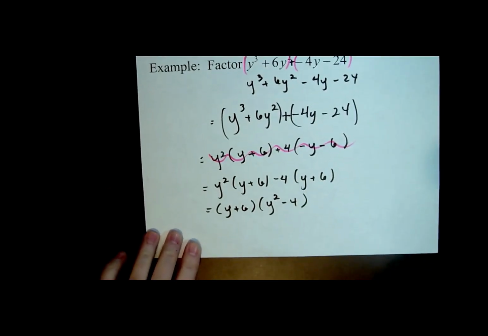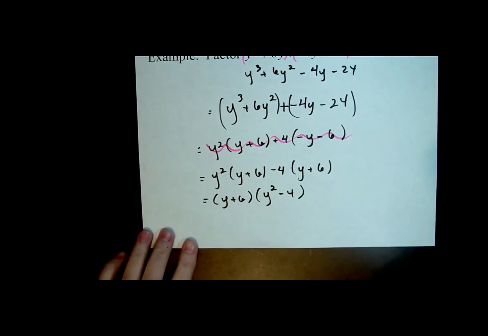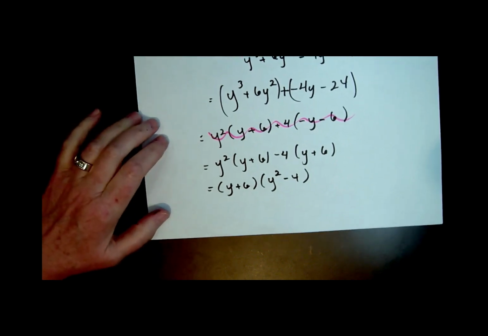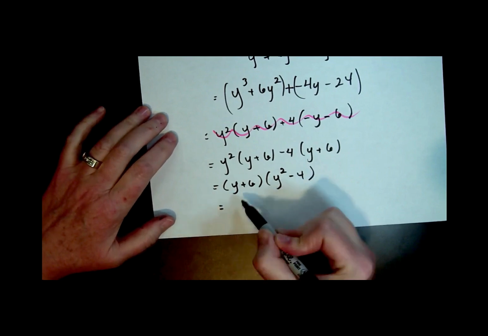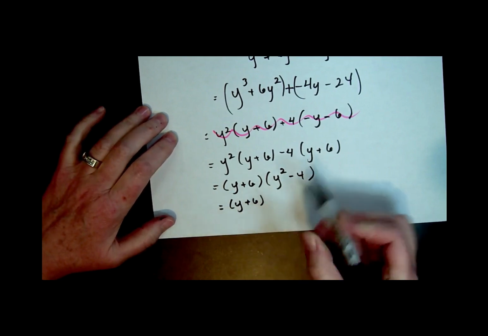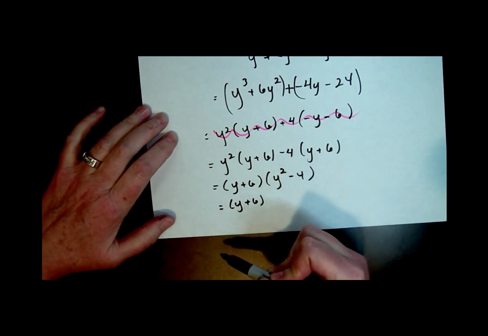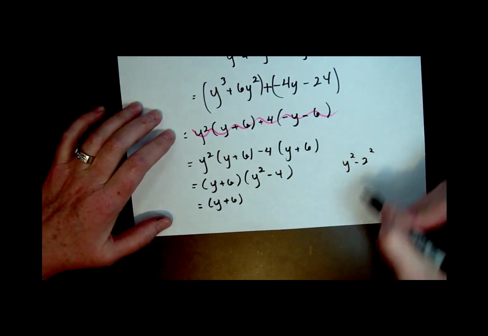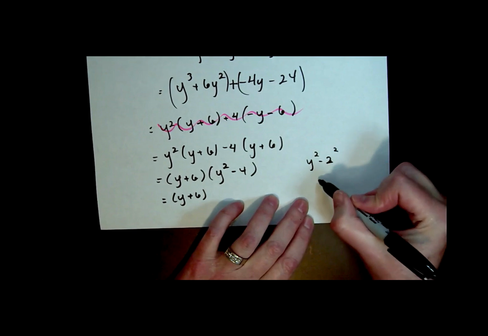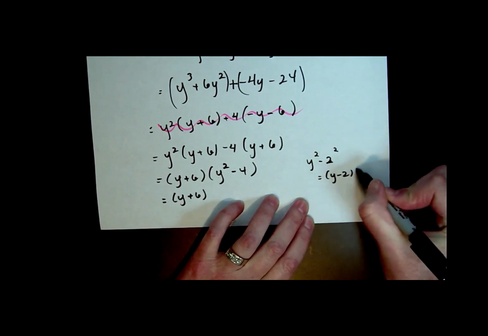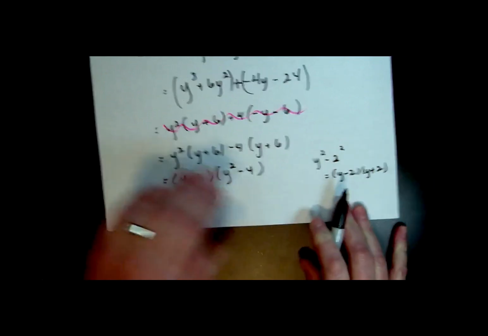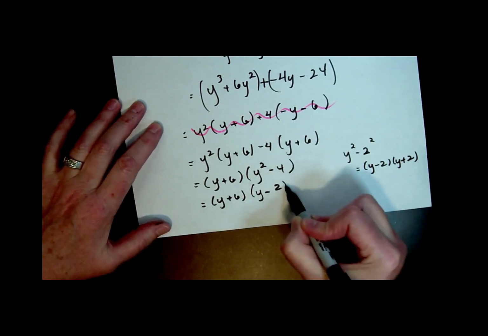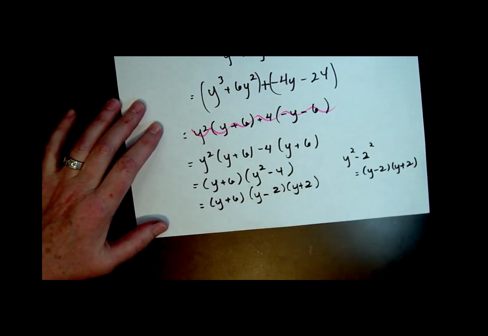Well, but actually I'm not quite done, because when you're asked to factor, you're always expected to break things down all the way. And y squared minus 4 actually factors. This is a difference of squares. This is going to factor as y minus 2, y plus 2. So my final answer would actually be y plus 6 times y minus 2, y plus 2.